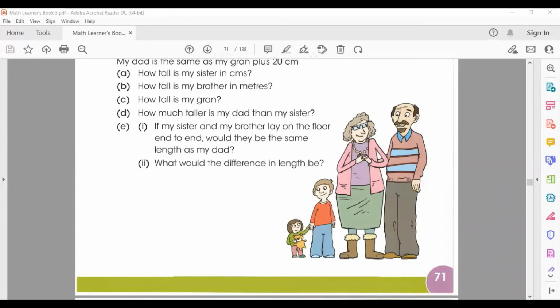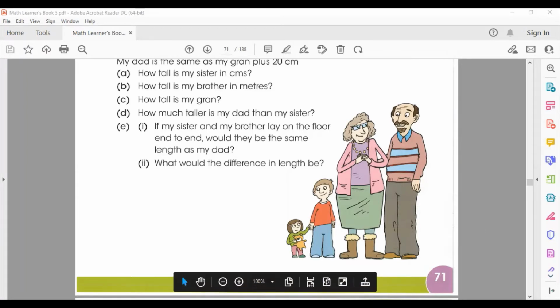Hello everyone. This is the fourth part for grade 3 math learner book. In my previous parts, I taught you about some pages from math learner book grade 3. So let us continue in the fourth part.